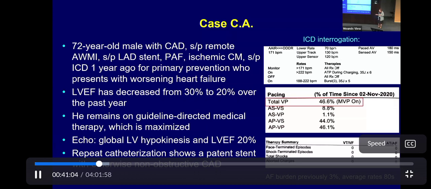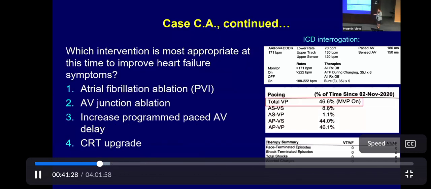You can see here that he's had ventricular pacing almost 47% of the time, and MVP is on. MVP algorithms will mode switch from dual chamber to single chamber, so you did what you could if the PR interval gets really long. That's what we see there. So what would you do next to improve his heart failure symptoms? Would you do an AFib ablation, AV junction ablation, increase the programmed paced AV delay, or a CRT upgrade?